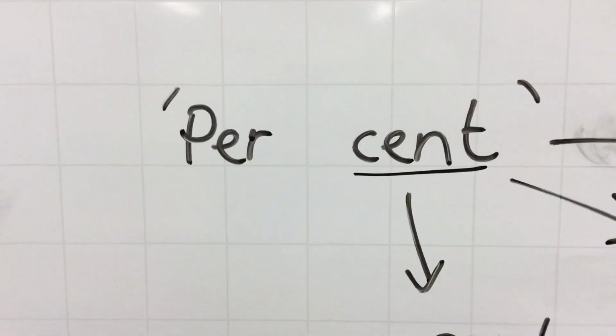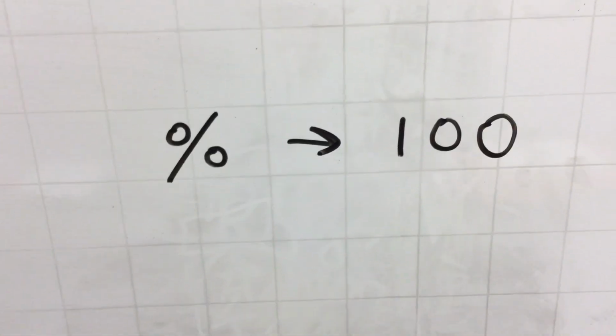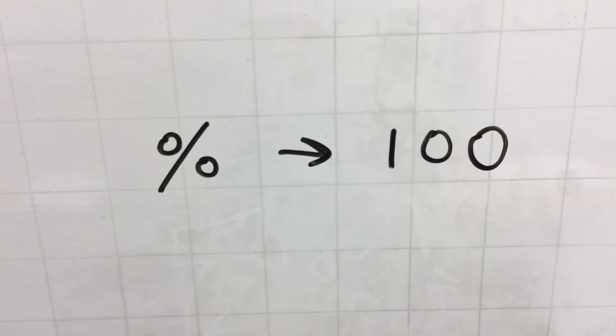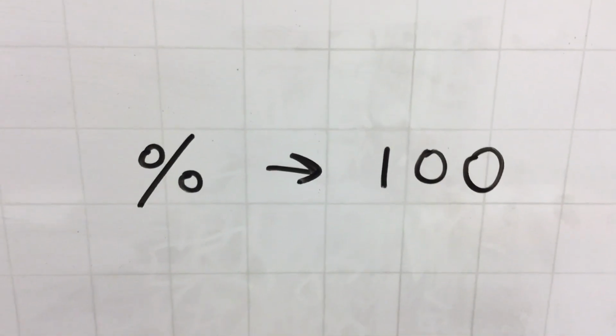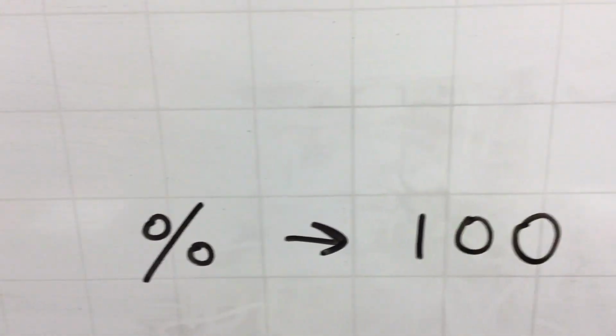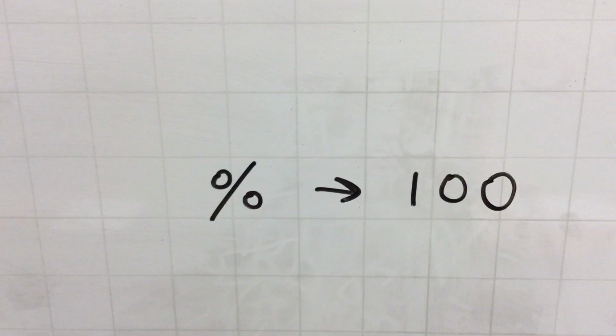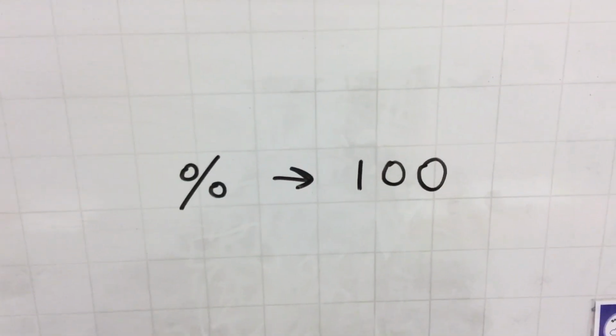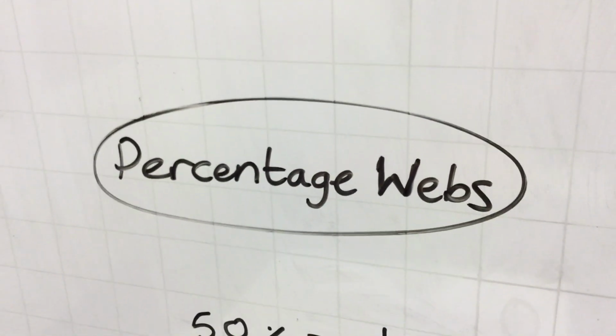So percent means per 100, and even the sign for percentage sort of uses the 1, the 0 and the 0, with the 1 going in between the two zeros like that. Okay, so lots of different little ways we can remember it. Now we're going to start today by looking at percentage webs.